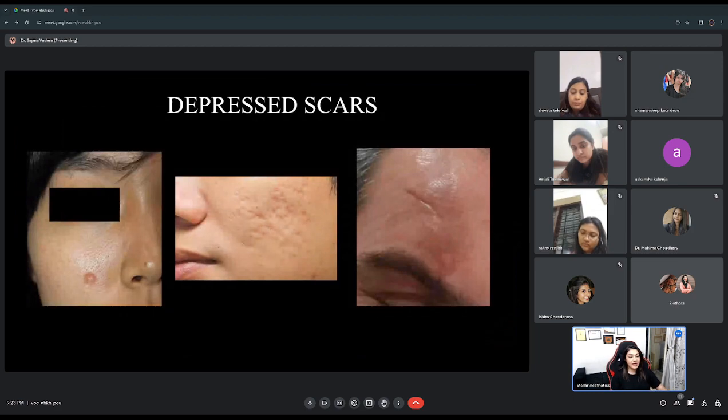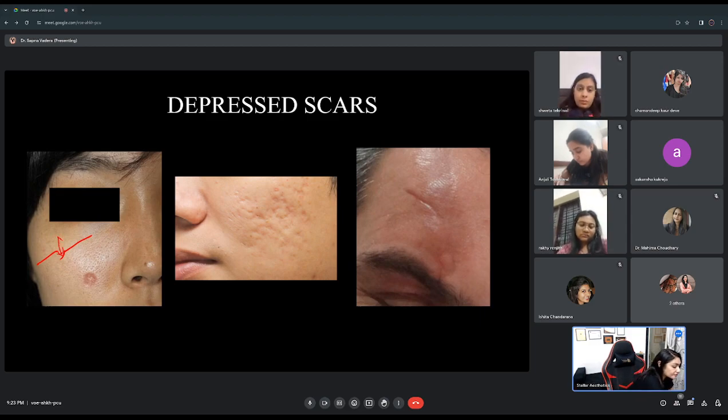Now comes the depressed scars. The scars in which the line is below the surface of normal skin. Like if this is the normal skin, the scar is like this, which is below, dipped in. So if the scar surface is below, you cannot do fractional. It will not penetrate till the base of the scar.